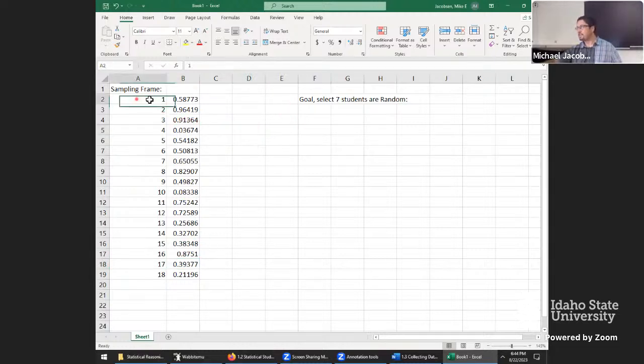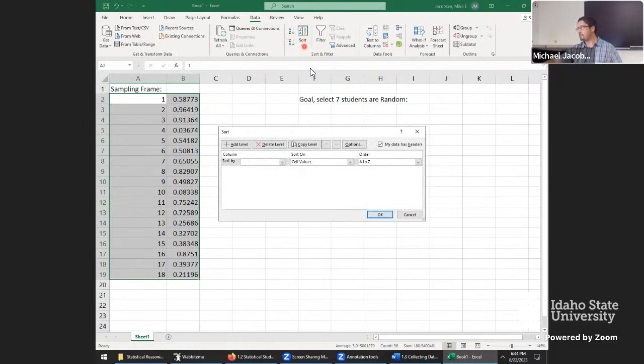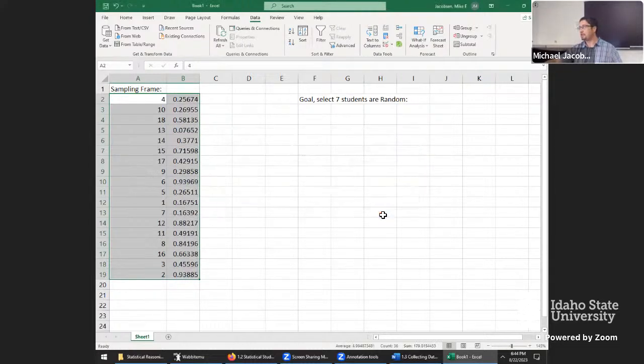What I'm going to do next is select everything here and sort. I'm going to sort from the lowest digit to highest digit, knowing that these are all completely random. And I'll just take the first 7 that appear after sorting. So I'll go over here, data, sort on cell values. Let's go with column B that has our random digits here from smallest to largest.